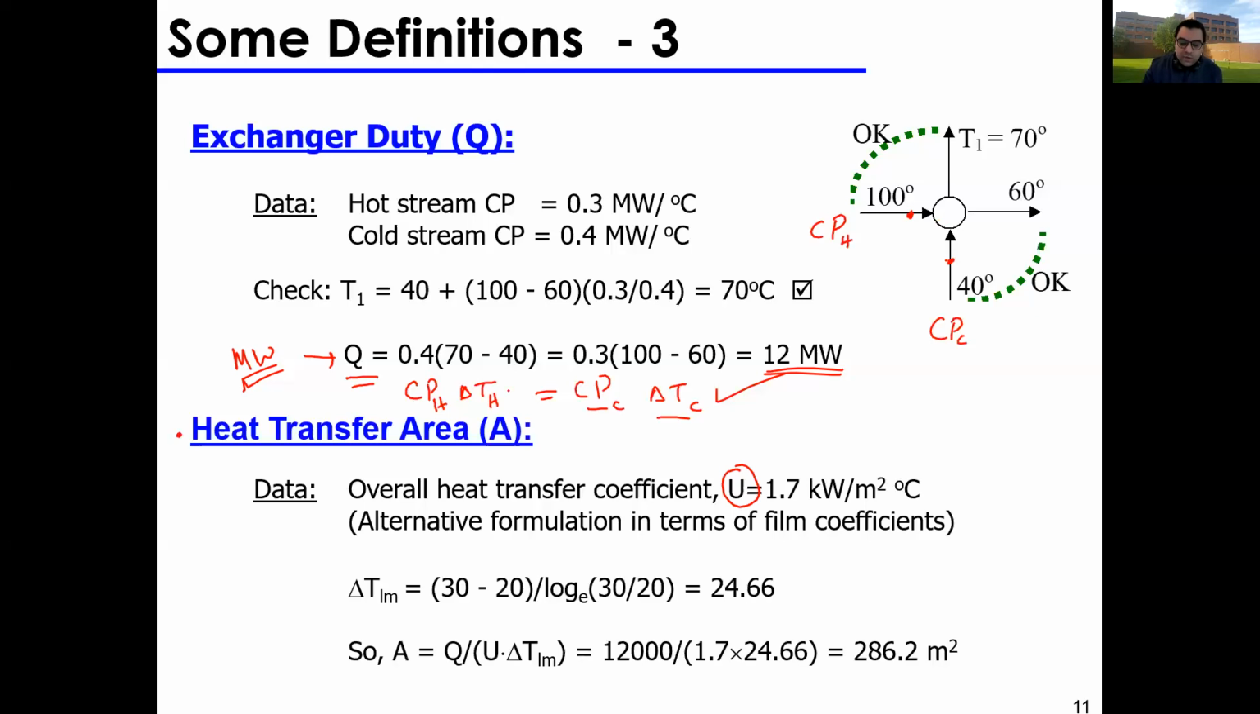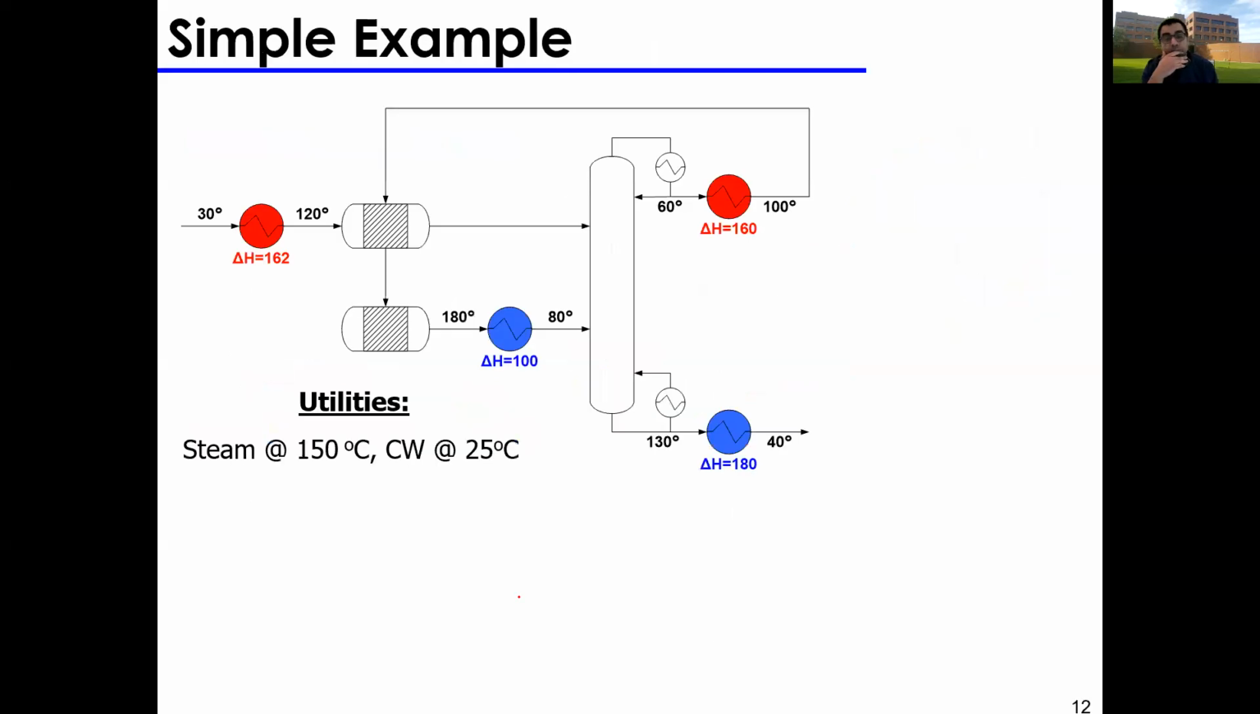Okay, and then the equation, of course, is A equals Q over U multiplied by delta T log mean, okay? So these are the definitions you need to know. Now let's move on to a simple example. Let's have a look at this example here. So what's going on? Okay, let's have a look.